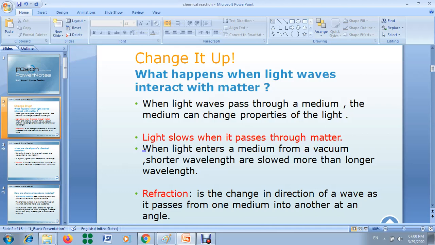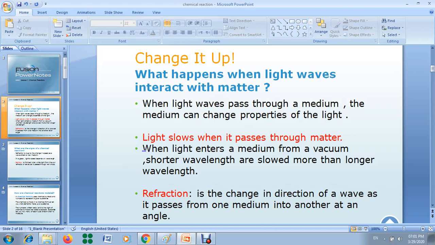Actually, it's not the same in a medium. When light enters a medium from a vacuum, shorter wavelengths are slowed more than longer wavelengths. I'll give you an example. We have learned the wavelength of red color is longer than the wavelength of violet light. Because it's longer, it will be faster than the violet wave in the medium. It will be slower than in vacuum, but still faster than violet light.